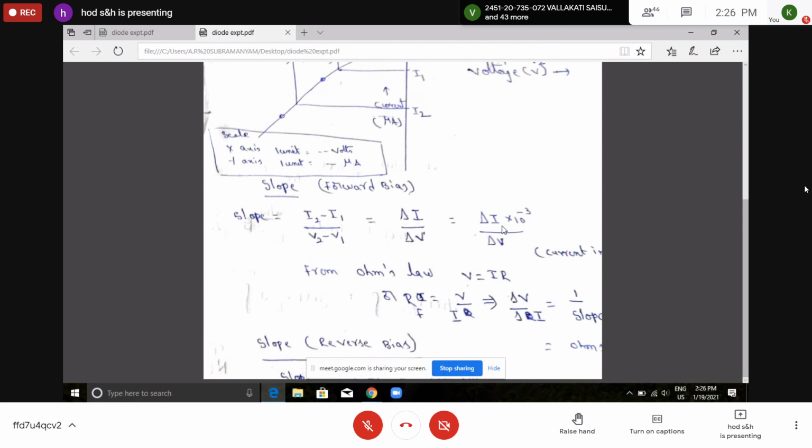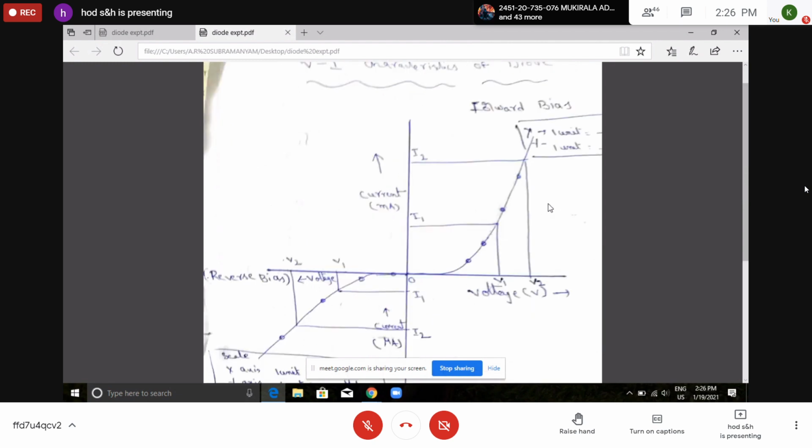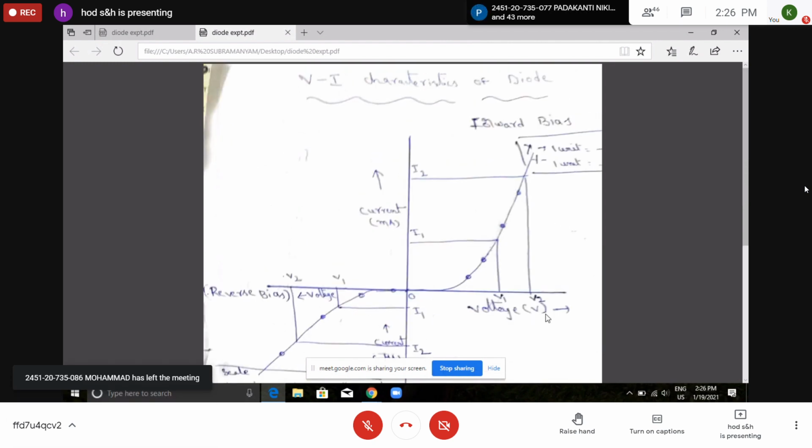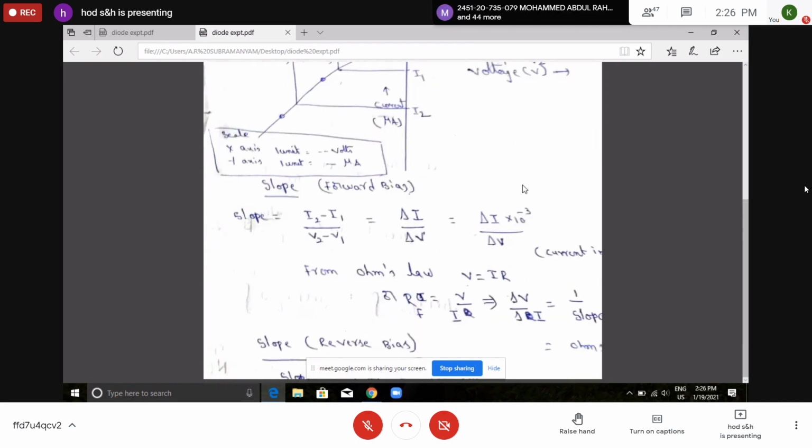The same can be finally fine-tuned as delta I by delta V into 10 to the power of minus 3. It is because the voltage is in volts, but the current is in milliamps. So volts and milliamps you cannot divide. You should convert the milliamps into amperes. That's why it should be multiplied with 10 to the power of minus 3. Once you take this 10 power minus 3, then only will you get the proper slope value. So this is the expression for slope. Because the current is expressed in milliamps, you should convert into amps. So 1 milliamp is equal to 10 power minus 3 amps. In this way you can take.